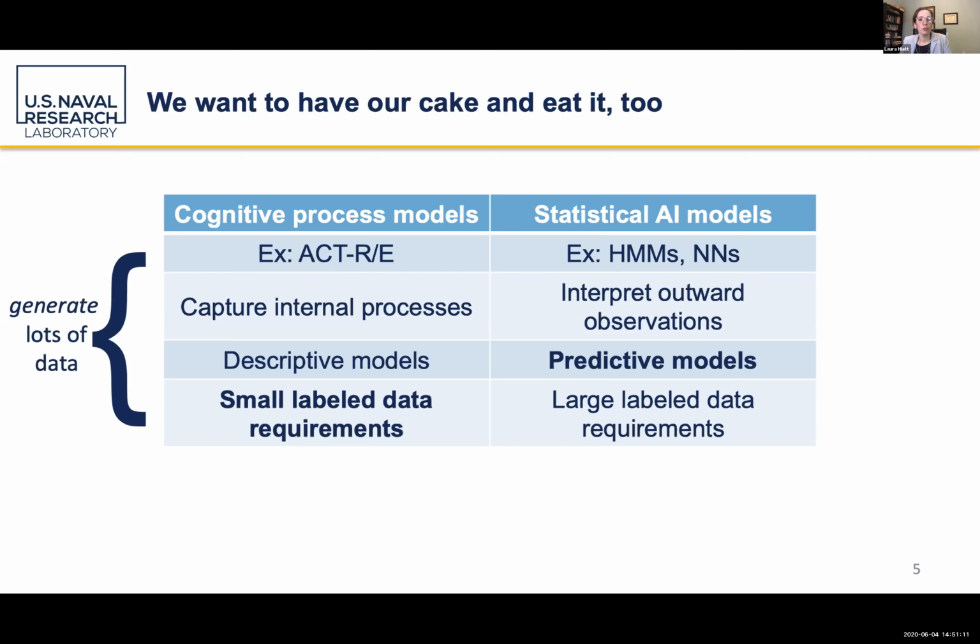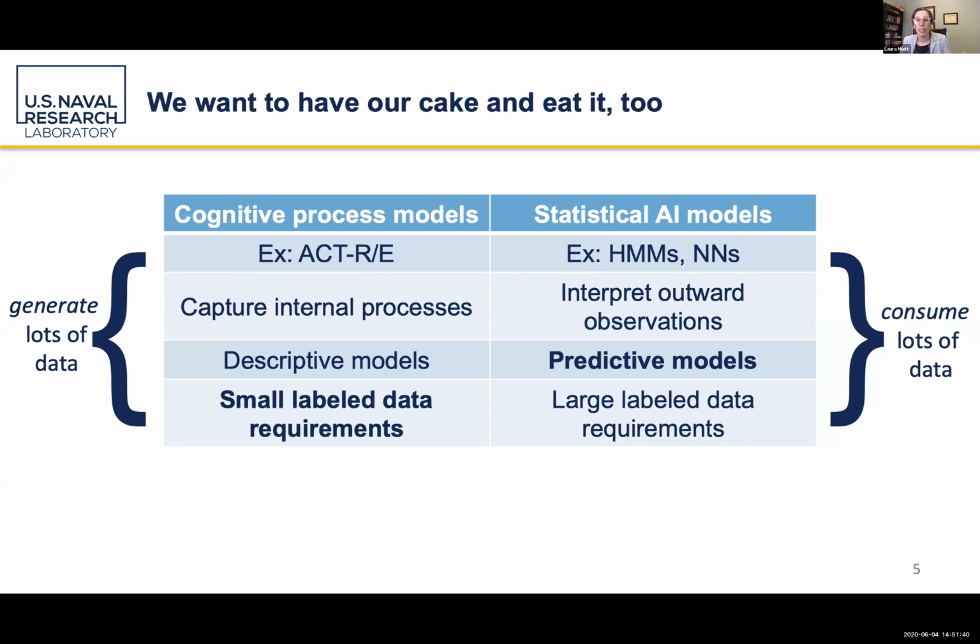So we're going to use the cognitive process models built with small data to generate synthetic big data. And then we're going to give that big data to the statistical AI models to consume to give us the predictive models that we're looking for. And just to make this explicit, this is the crux of this work: to build better AI models of human behavior with the small amounts of empirical data that it's realistic to collect.